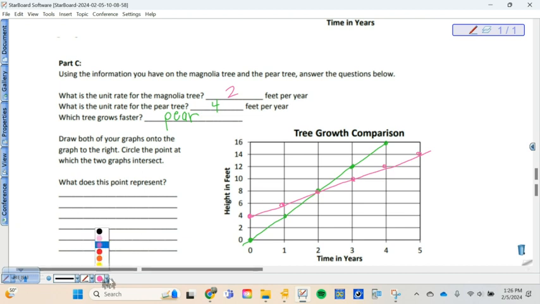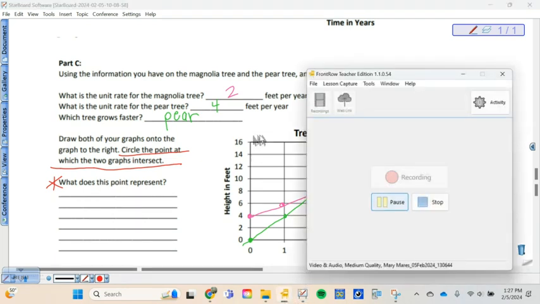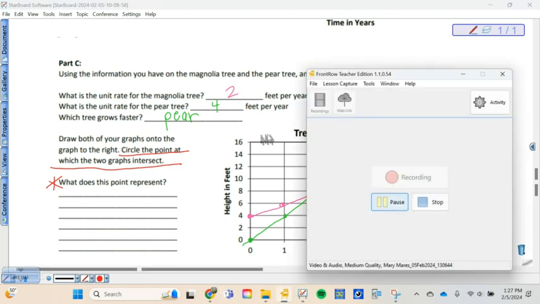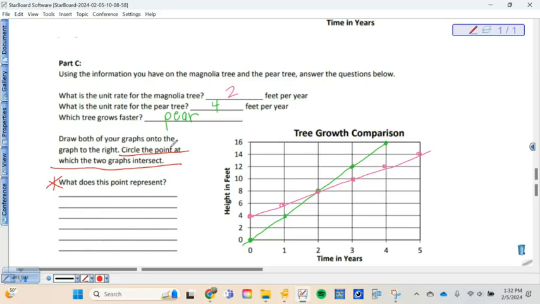Now, I want you to circle the point at which the two graphs intersect, and then I want you to tell me what this point represents in terms of the two trees and the amount of time they've been growing. Circle the point where they intersect, and then tell me what that point means. What does it represent? So where do these two lines intersect?